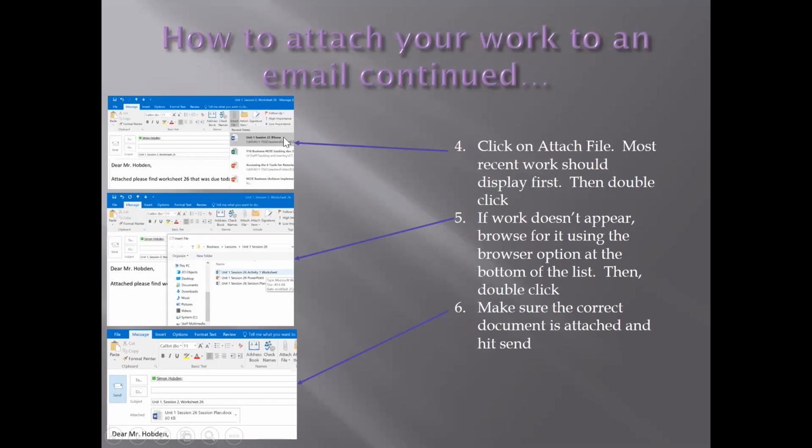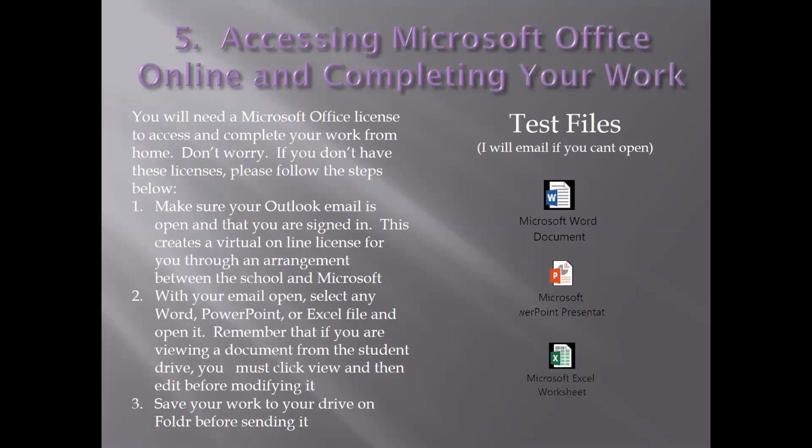If it doesn't appear like that, go down to your browse function and browse to the location where you saved it, then double click. Then make sure the appropriate document is attached, make sure it's going to the appropriate person, and make sure you've got the correct subject, and hit send. And that's it. That is how you attach a file to an Outlook email.